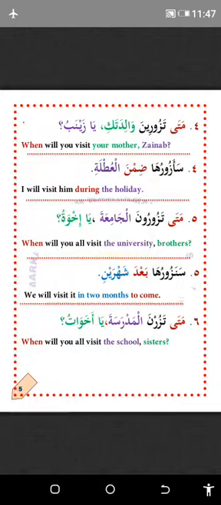Remember that al-jami' means central mosque, that is the Friday prayer mosque, but al-jami'a, the one with ta' marbuta, the round ta at the end, means university. So متى تزورون الجامعة? When will you all visit the university يا إخوة, brothers?